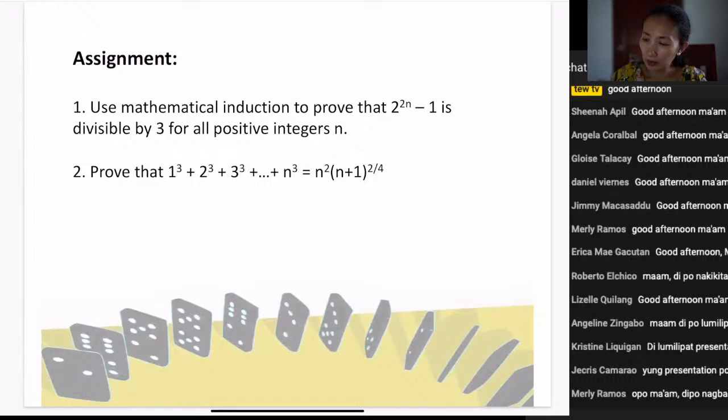And number 2, prove that the sum of the first n cubic numbers. Wrong ito. May I make the necessary correction? This is not 2 over 4. This is equal to n squared times n plus 1 raised to the second power all over 4. So the sum of the first n cubes is given by this formula. So this is for your assignment.